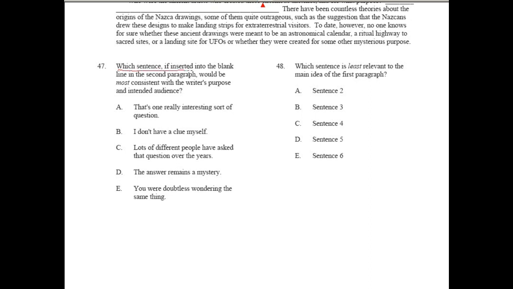Which sentence, if inserted into the blank line in the second paragraph, would be most consistent with the writer's purpose and intended audience? That question is really going to depend on tone, and we're not going to know the tone of the article until we read it. Which sentence is least relevant to the main idea of the passage? That's probably one I'm going to do first because as I read through it, I'll be able to see where the non sequitur is. In other words, the sentence that just doesn't fit logically within the pattern.